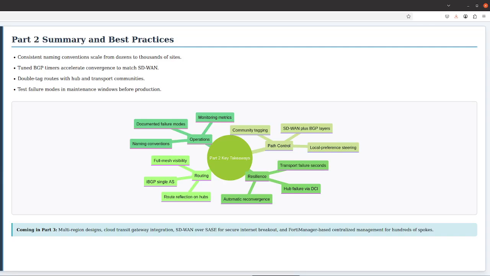Sixth, document your design. A multi-hub SD-WAN is complex, and the engineer who built it will not always be the one troubleshooting it at 3 a.m. during an outage. Write down the hub assignments, transport mappings, community scheme, and failure scenarios. Keep the diagrams current. Anyone responding to an incident should be able to understand the design within minutes.